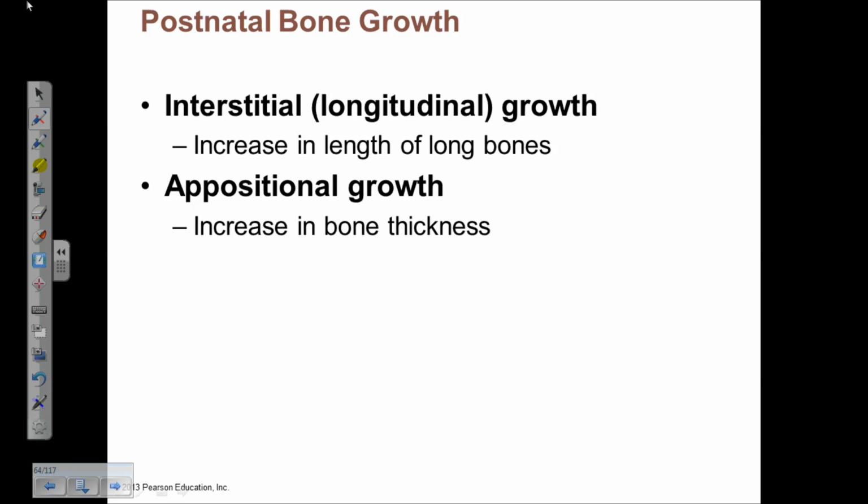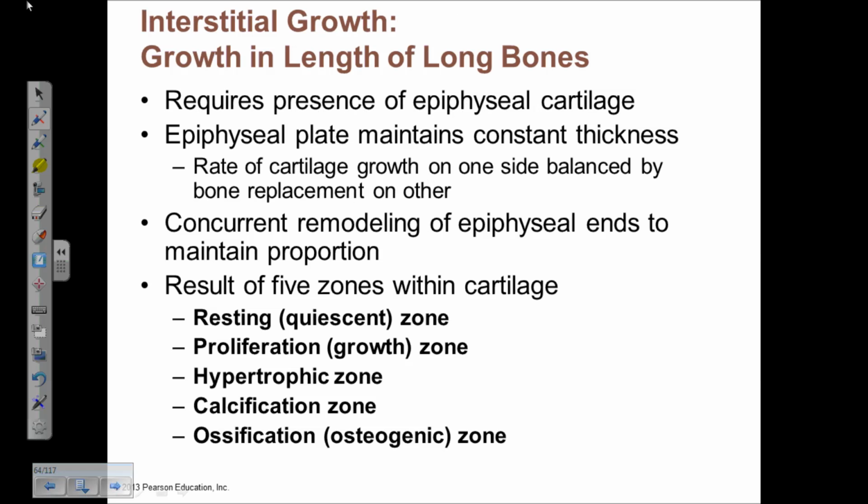So when we grow, when we're already born and we start to grow, we can have two types of growth. We can have interstitial growth, increase in length of the bone, and we can have appositional growth, increase in the thickness of the bone. So interstitial growth is due to the existence of the epiphyseal plate. What is the epiphyseal plate comprised of in children? Cartilage. So we have a cartilage, okay?